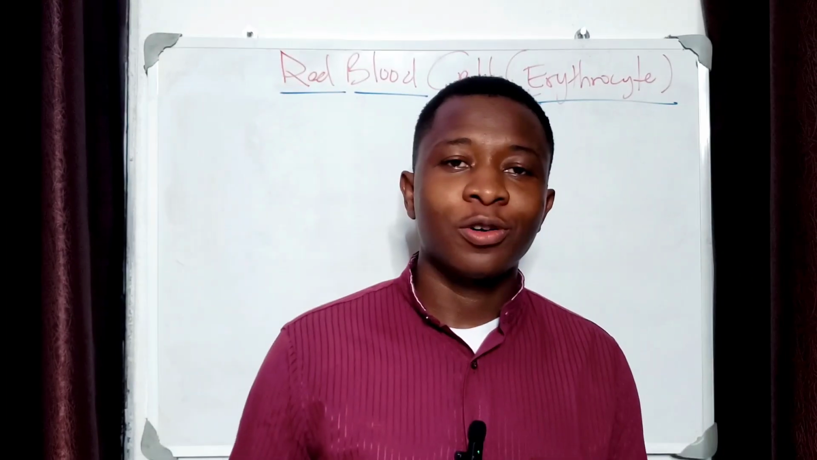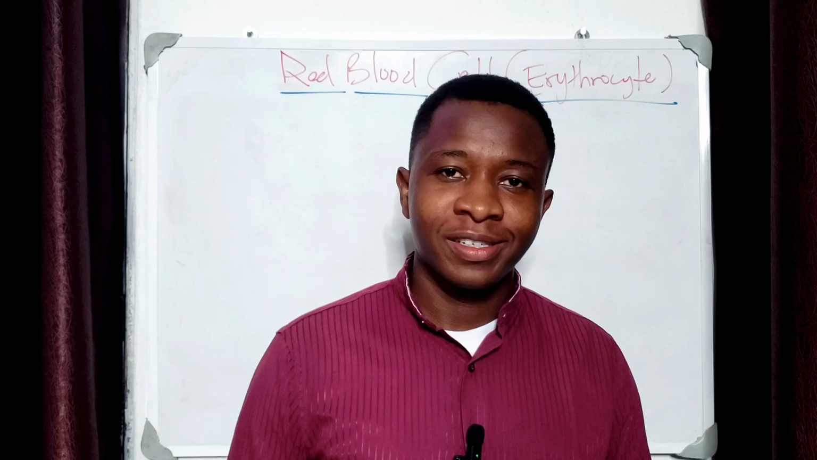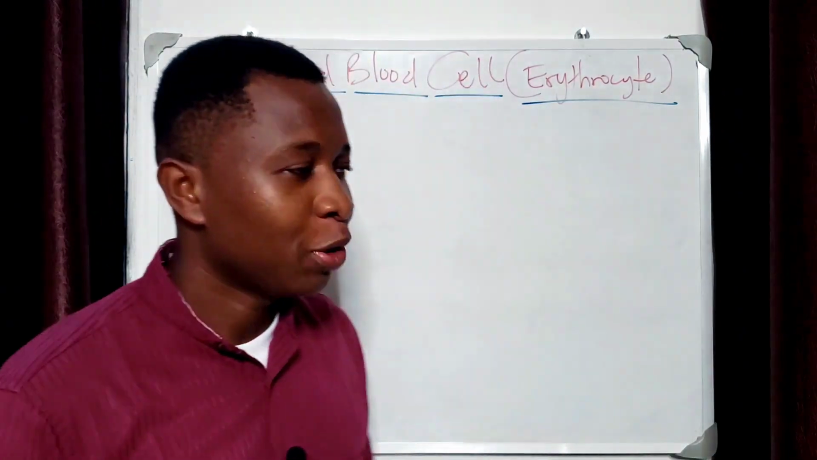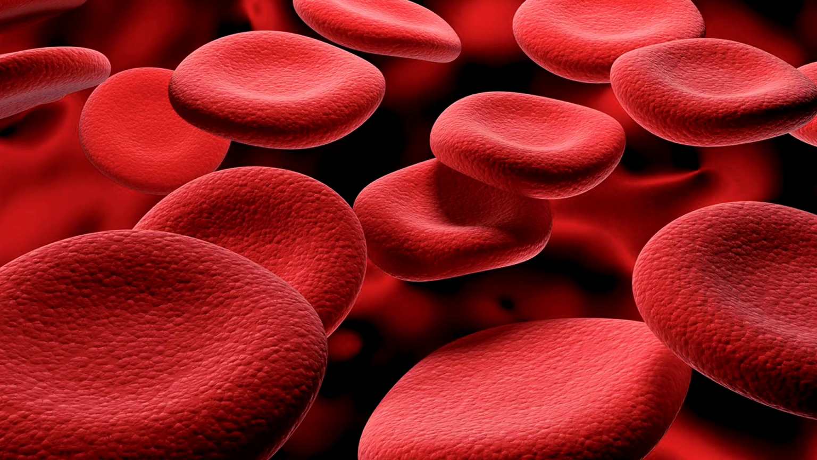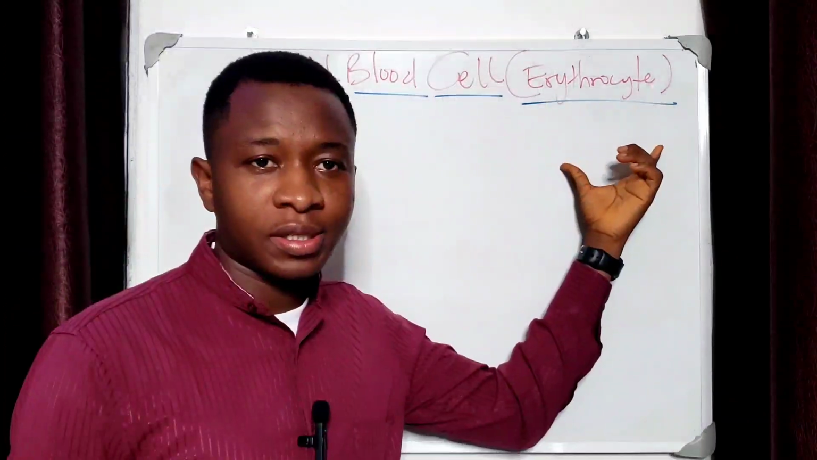When you bleed, what is the color of the fluid you can see? I guess it should be red. That is because of the red blood cells. So in this video, we're going to be looking at the red blood cells. Now, the red blood cell is often referred to as the erythrocytes.